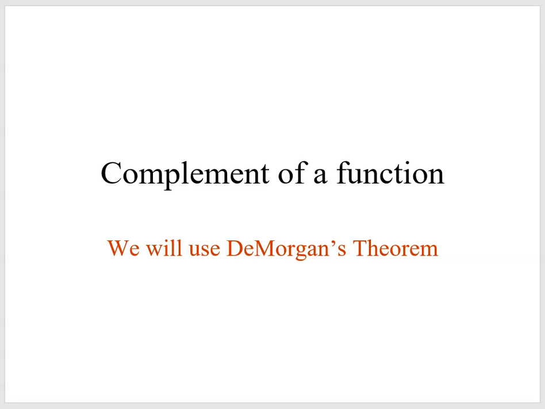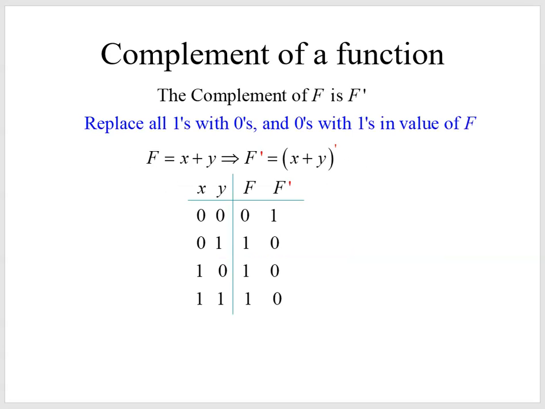Sometimes we want to take the complement of an entire function, and we'll see later why we'll want to do that. That's if we want to implement with inverse logic, like with NAND and NOR gates instead of AND and OR gates. And we'll use De Morgan's theorem to complement a function. So when we complement a function, essentially what we want to do is replace all the function's values: when it's equal to 0, we replace it with a 1. When it's equal to a 1, we replace it with a 0.